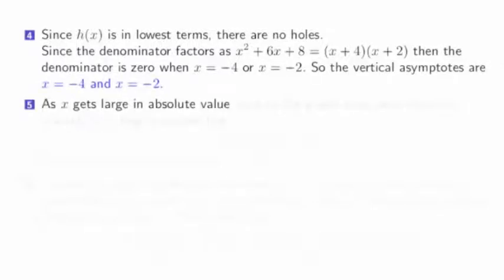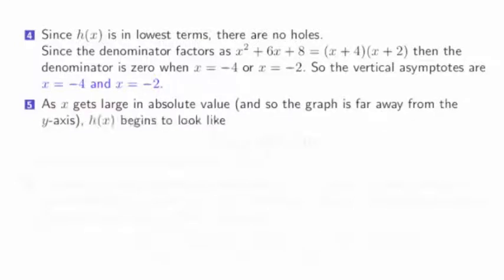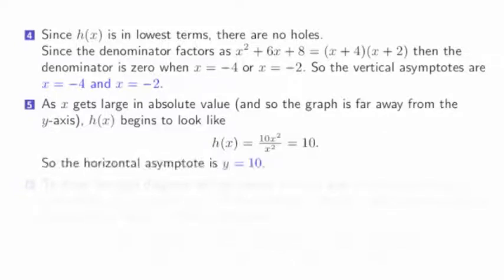As x gets large in absolute value, and so the graph moves far away from the y-axis, my rational function begins to look just like 10x squared over x squared. Throw away the smaller terms, and 10x squared over x squared is the number 10, so a horizontal asymptote is y equals 10. We knew we would have a horizontal asymptote because the degree of the numerator was equal to the degree of the denominator, and that this horizontal asymptote could be found by looking at the leading coefficients of the highest terms.